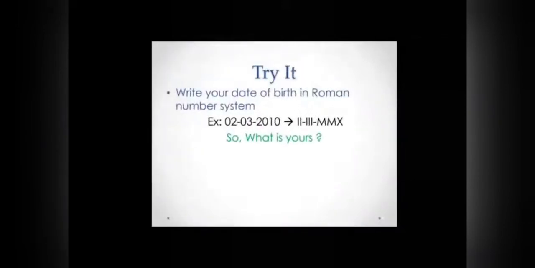So let's try something. Write your date of birth in the Roman number system. I have given an example here. 2nd March 2010. So it is written as II, III, and then MMX. So this is the example that I have given. Why don't you try yours?